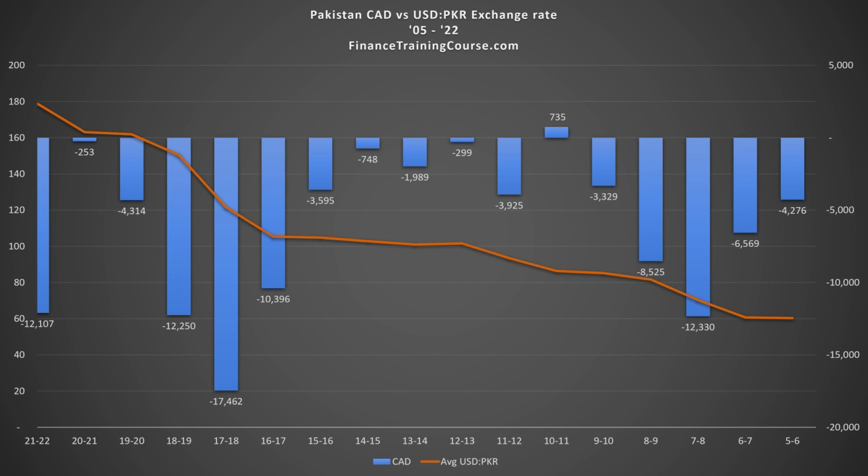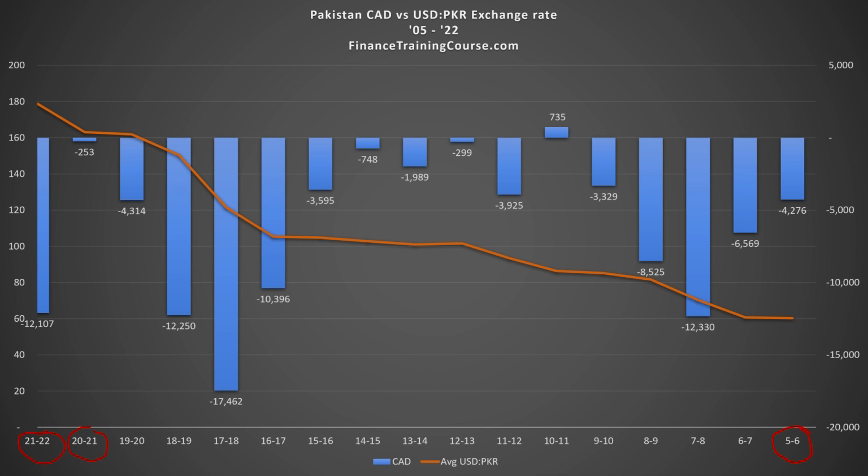In this specific case, what we've done is we've done a plot. So here on this side, 5-6 refers to fiscal year 2005-2006, and 21-22 refers to your CAD numbers for fiscal year 21-22 and 2021.